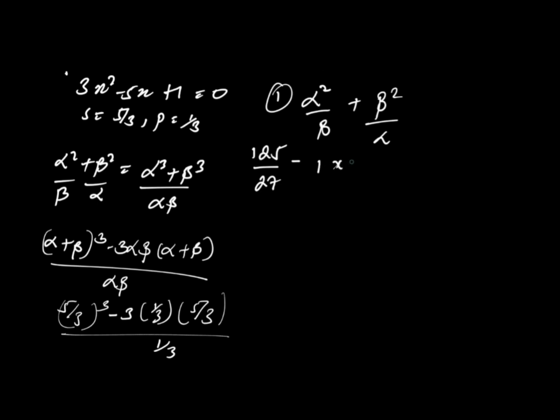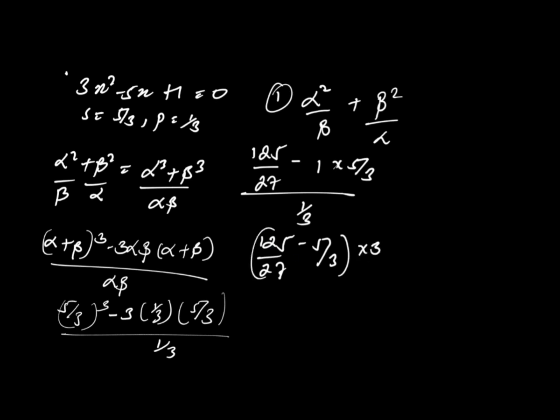times 5 out of 3 all over 1 out of 3, of which I'm going to have 1 to 5 out of 27 minus 5 out of 3, but the whole of this is multiplied by 3, and therefore this is going to be all over 27, of which this is 125 minus 27 divided by 3. I'm going to get 9.